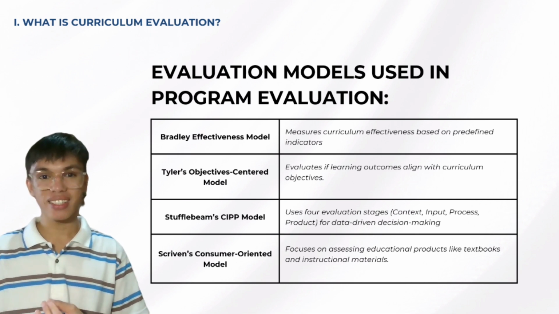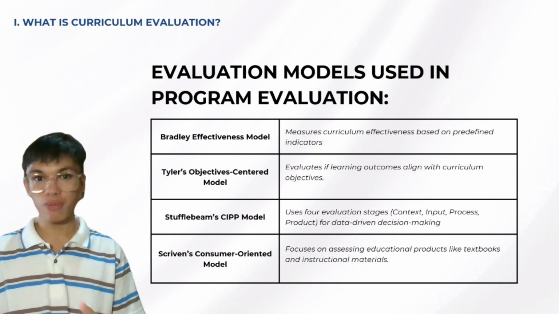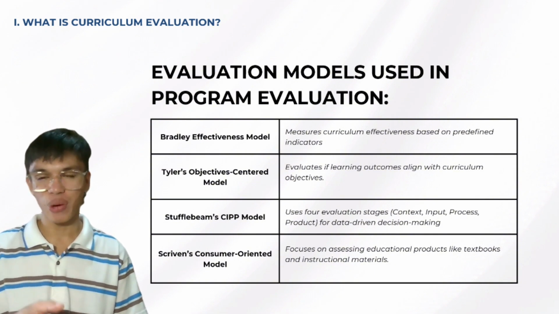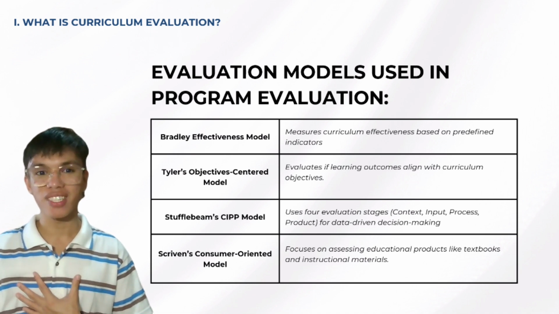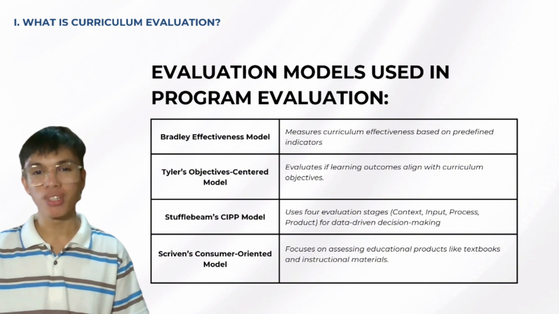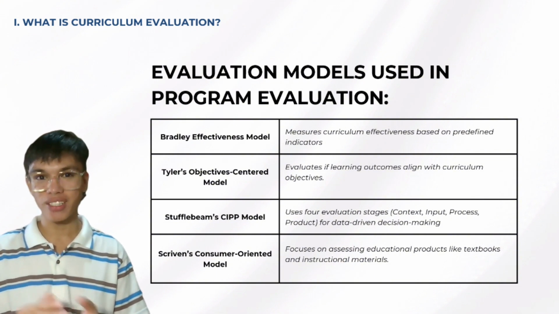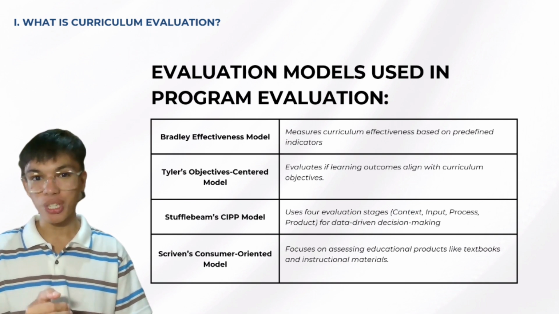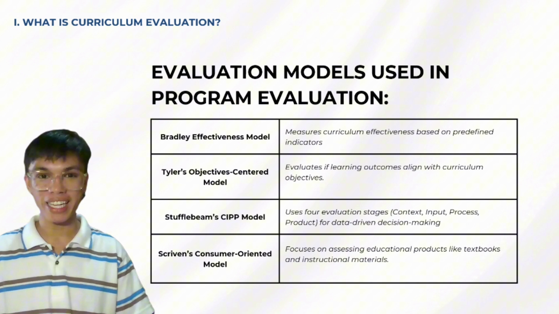So the next model is Tyler's Objectives Centered Model. This kind of model evaluates if learning outcomes align with curriculum objectives. And the third one is Stufflebeam's CIPP model. It uses four evaluation stages. First is context, input, process, and product for data-driven decision making.